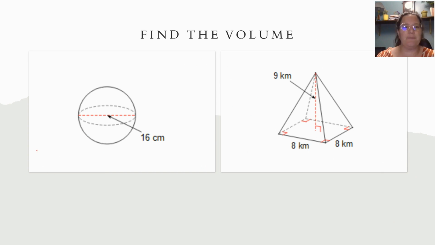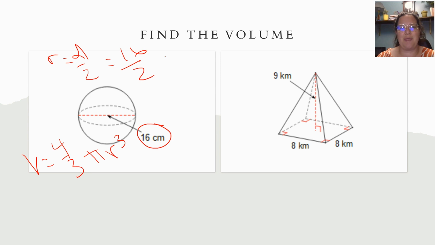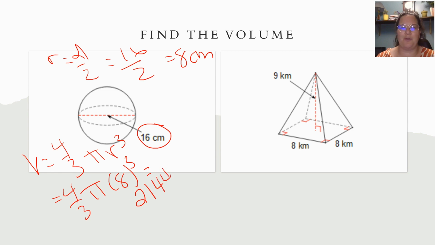So looking at our sphere, our formula is volume is equal to 4 divided by 3 pi r cubed. And we're given the diameter. So to find the radius is equal to the diameter divided by 2. 16 divided by 2 is equal to 8 centimeters. Moving that into our formula, 4 divided by 3 pi 8 cubed gives us 2,144.7 or 2,145 centimeters cubed.